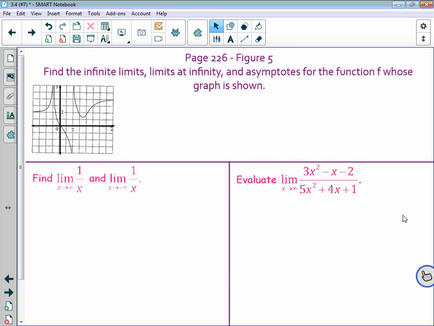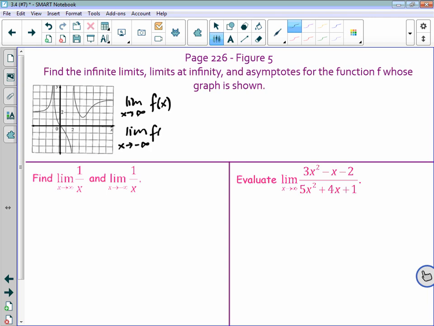So go ahead and try to identify or find the infinite limit. So find the limit as x goes to infinity. So that's one of the things I want you to write down here. And I'll just use f of x. The other infinite limit would be as x approaches negative infinity. Okay, so that would be the infinite limits.